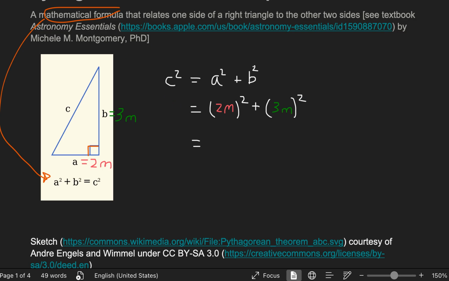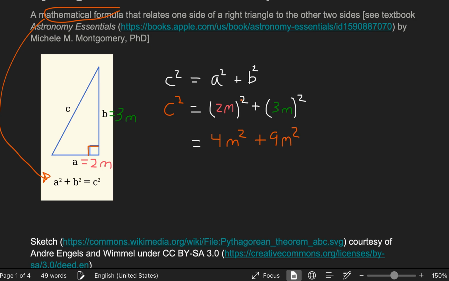So our equation is going to read c squared is equal to open parentheses 2 meters, close parentheses squared, plus open parentheses 3 meters, close parentheses squared. So let's start squaring the objects. We have 2 and we square it, and that's going to give us 4. A meter squared is just meters squared, or square meters. 3 squared is 9, and if you take meter and square it, you get square meters, or m squared.